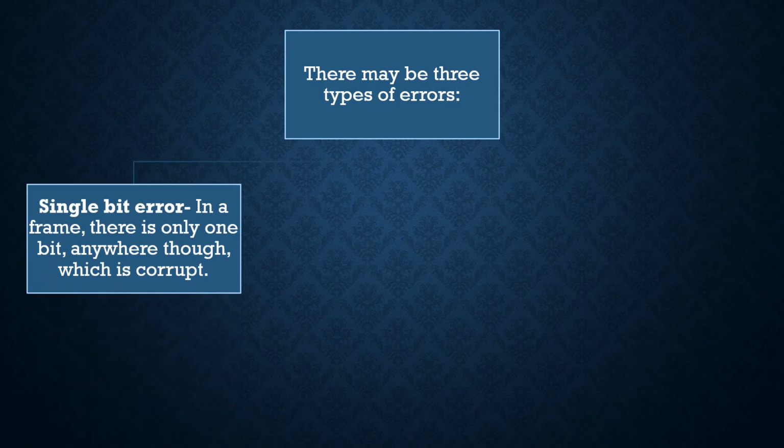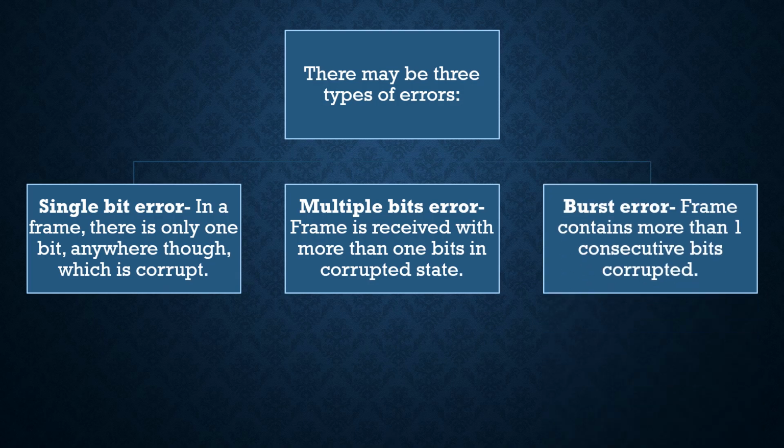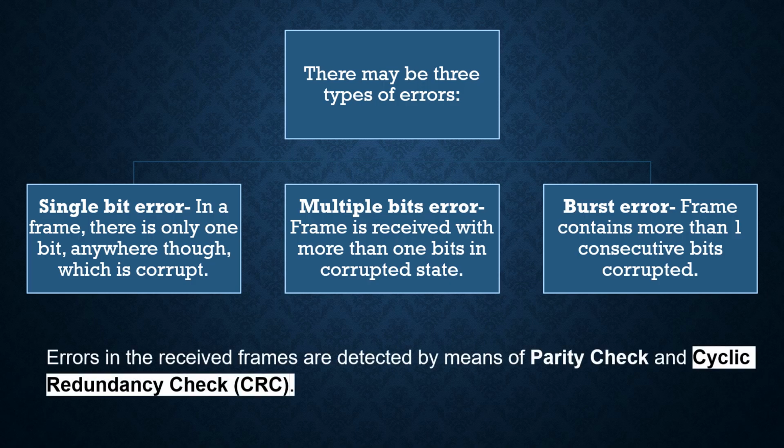Single bit error. In a frame, there is only one bit anywhere which is corrupt. Multiple bit error. Frame is received with more than one bit in the corrupted state. Burst error. Frame contains more than one consecutive bit corrupted. Errors in the received frames are detected by means of parity check and cyclic redundancy check or CRC. In both cases, a few extra bits are sent along with actual data to confirm that bits received at the other end are the same as they were sent.